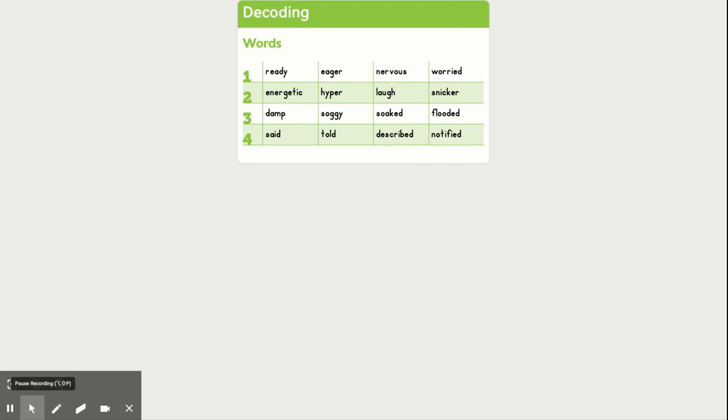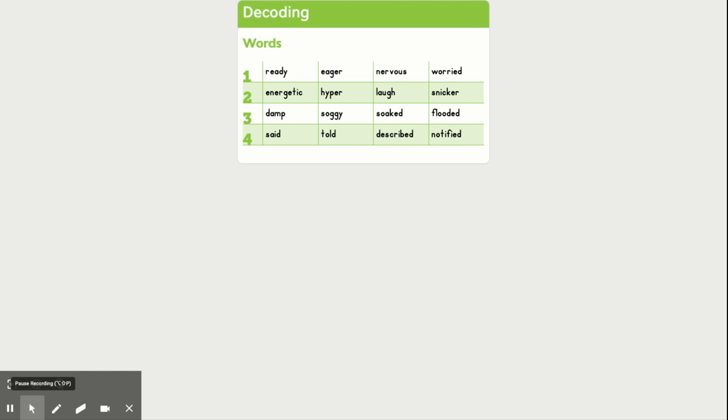So starting on line 3, the first word is damp. That's one syllable. Second word is soggy. Soggy. The third word is soaked. Soaked. And the fourth word is flooded. Flooded. Okay, so line 3 is talking about, in general, different states of being wet, right?